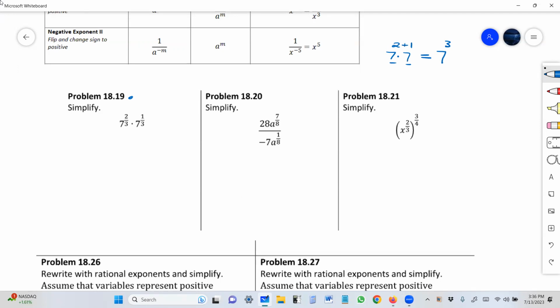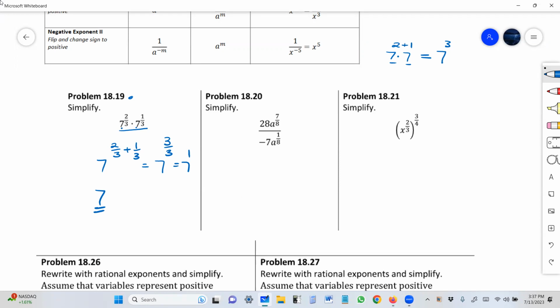There's absolutely no difference when the exponents are rational. So the bases are the same. You keep the base, and then you're going to do 2/3 plus 1/3. Now, obviously, that is 3/3, which is 1. So the answer to this is just 7. All right.